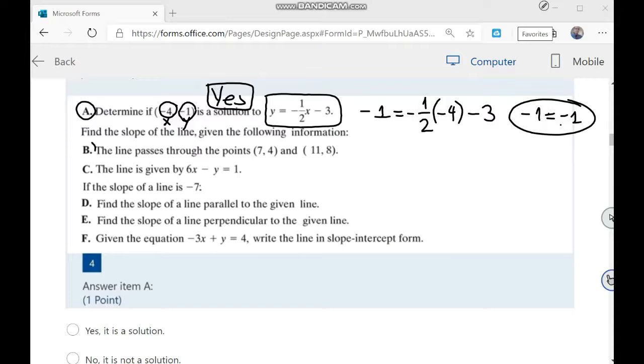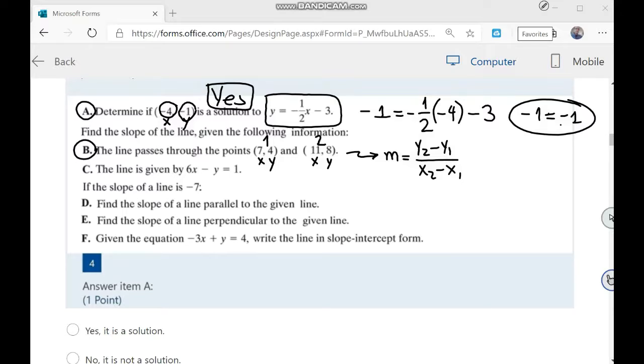Letter B is the line. Find the slope of the line given the following information. For letter B, the line passes through the points (7, 4) and (11, 8). So 7 and 4, x and y, 11 and 8, x and y. This is point 1, this is point 2. And we will need a formula to calculate m equals y2 minus y1 over x2 minus x1. We're going to need to apply this formula. Do you remember?